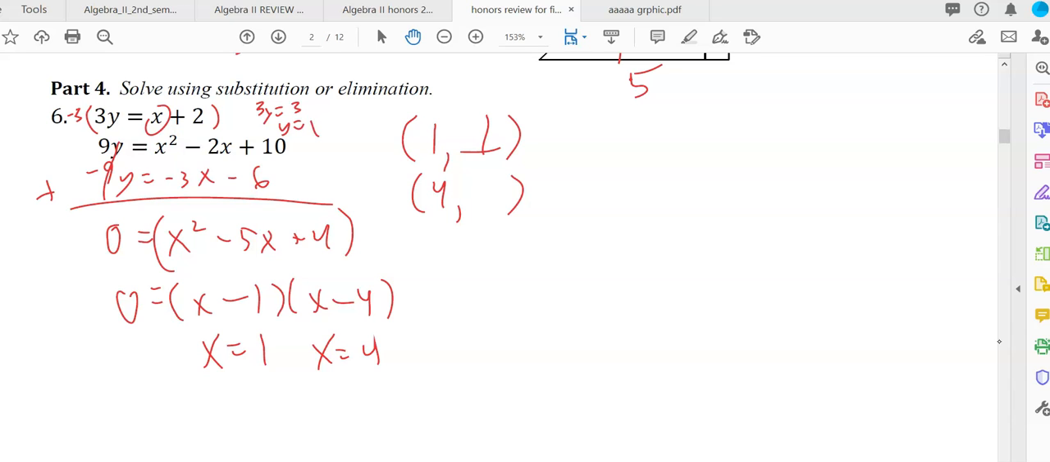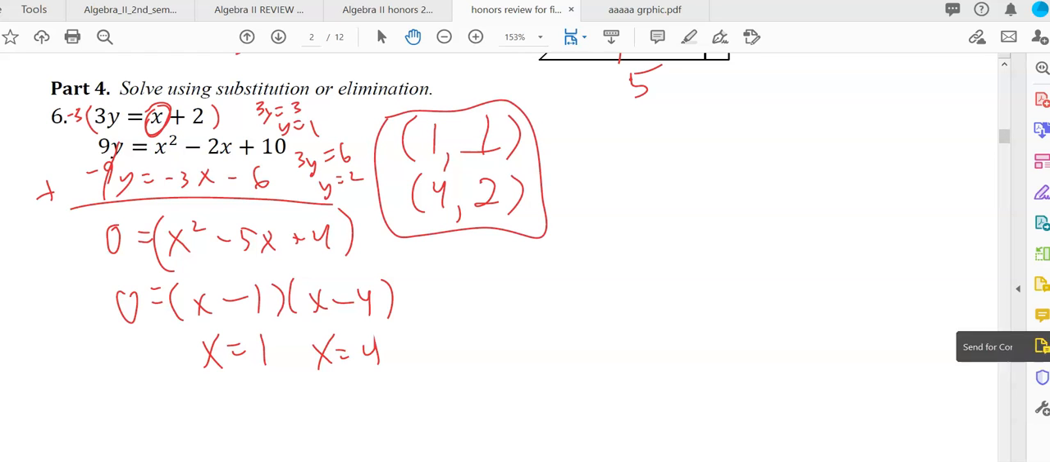If we plug in 1 there, that'd be 9 equals 1 minus 2 is negative 1 plus 10 is 9. That does work. And then plug in 4 right there. So 4 plus 2, that'd be 3y equals 6, so y equals 2. So y equals 2 when x is 4. Again, you can plug it in to make sure that works, but I feel pretty good about that.